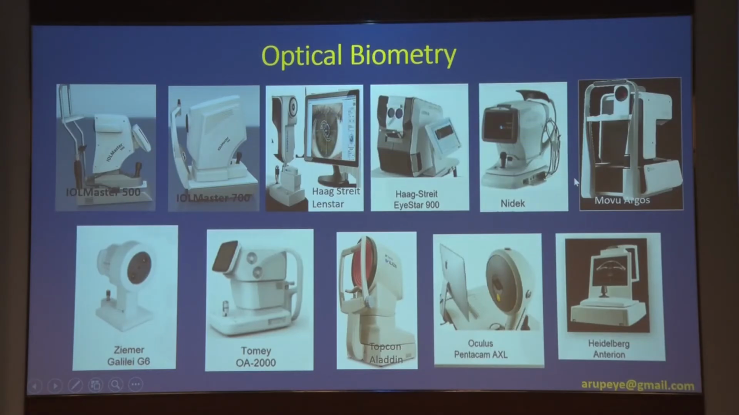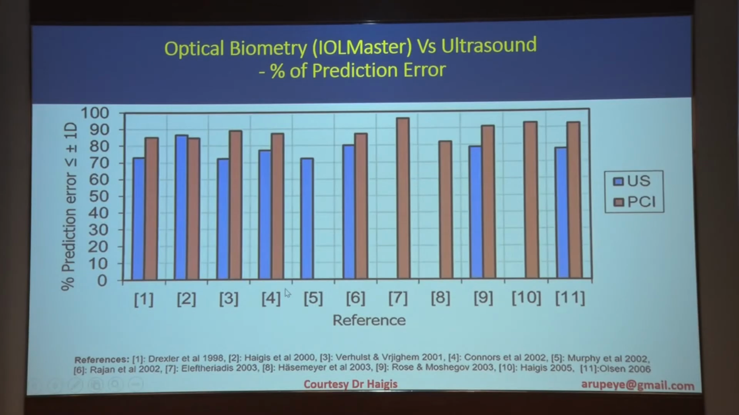Now, optical biometry is what we do routinely to measure the axial length, and we have come a long way. More than two decades earlier, IOL Master 500 was launched in the market, and it gives a very accurate axial length determination. And there are always some naysayers. They say that you don't have to invest in optical biometry because you get good results with ultrasound biometry. But then I would again go back to evidence.